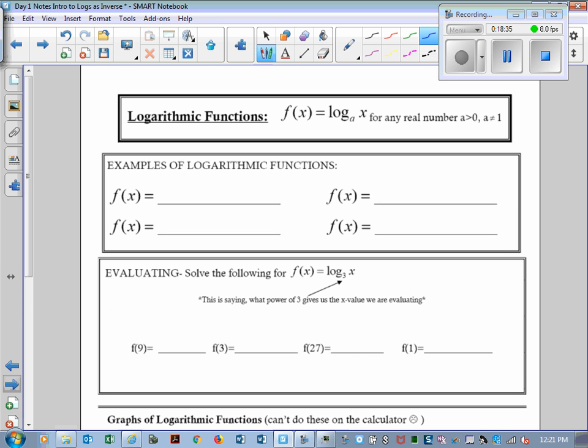Let's take a look at logs now. Here comes the new stuff. You ready? Yes, you are. Okay, so let's start with, to read this, you would say y equals log base A of x. That's how you read this function right here.